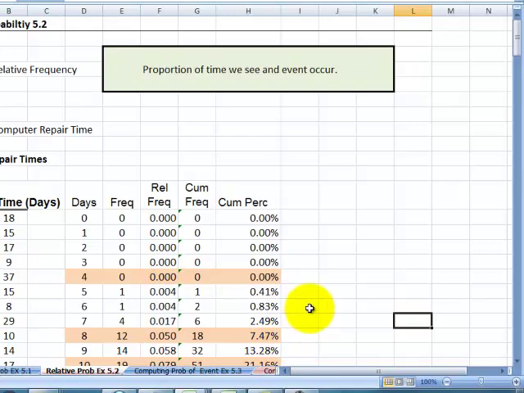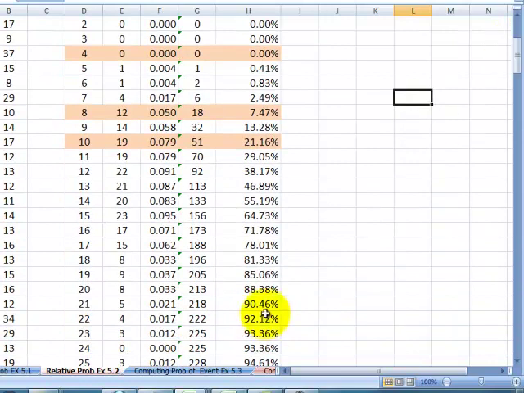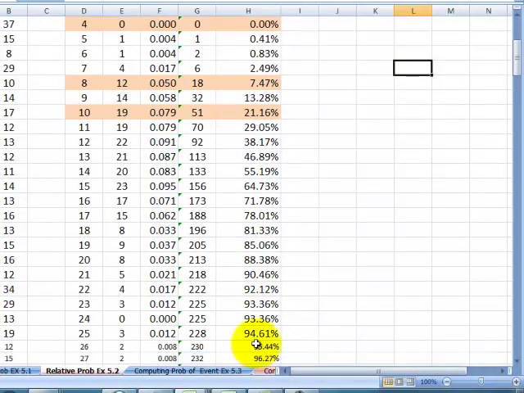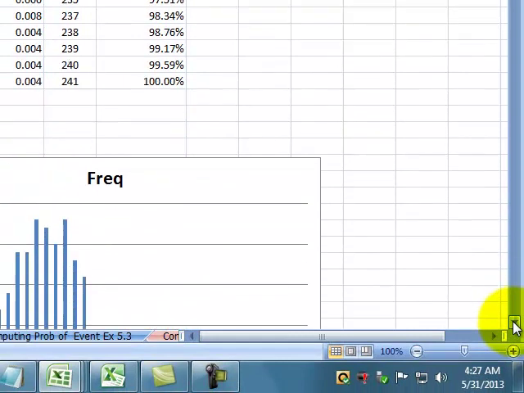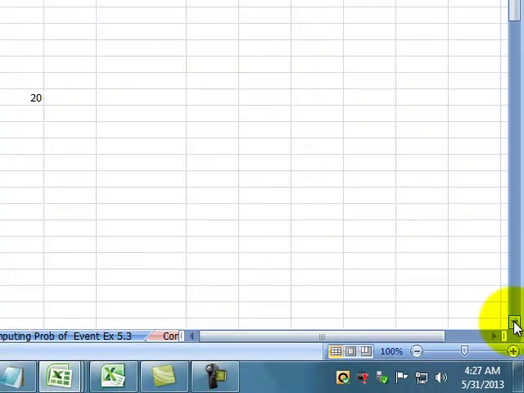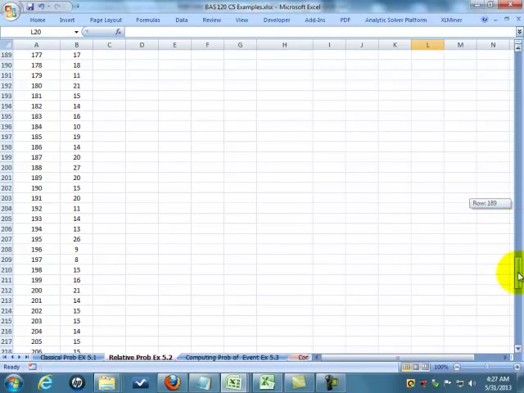So we can now say the probability of being 8 days or less is 7%. This is very handy for industries and business because now they know what kind of commitments they can make. Down here, roughly 95% of the time it's done in 25 days or less. Now, there's our histogram, and there are some limitations to this too.